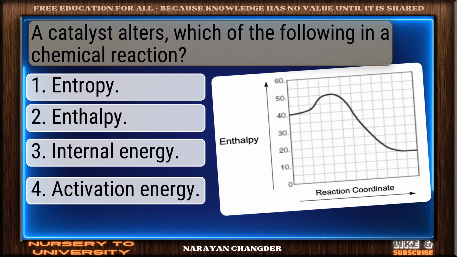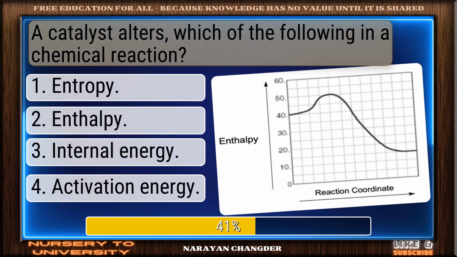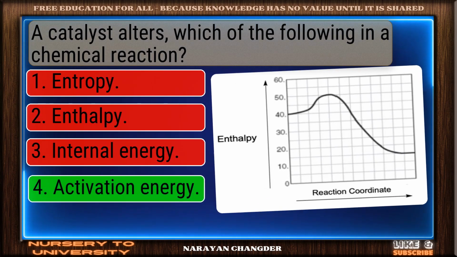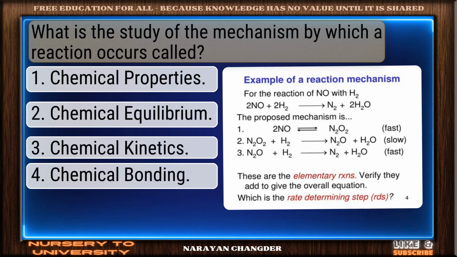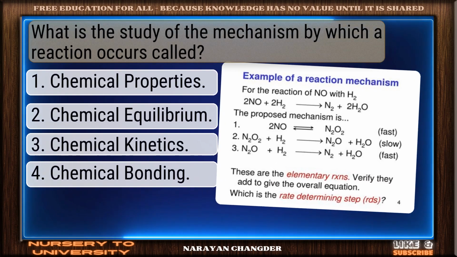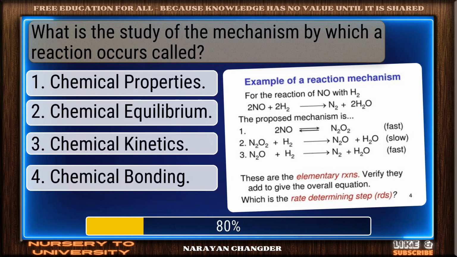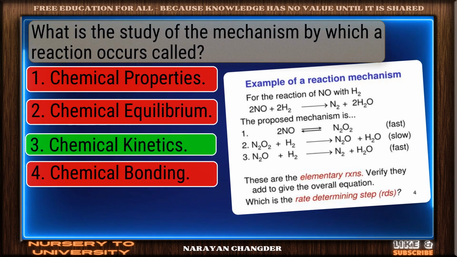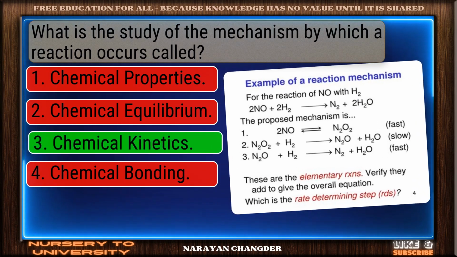A catalyst alters which of the following in a chemical reaction? Nicely done. Activation energy is a solid answer. What is the study of the mechanism by which a reaction occurs called? Nice selection. Chemical kinetics is the correct and valid answer.